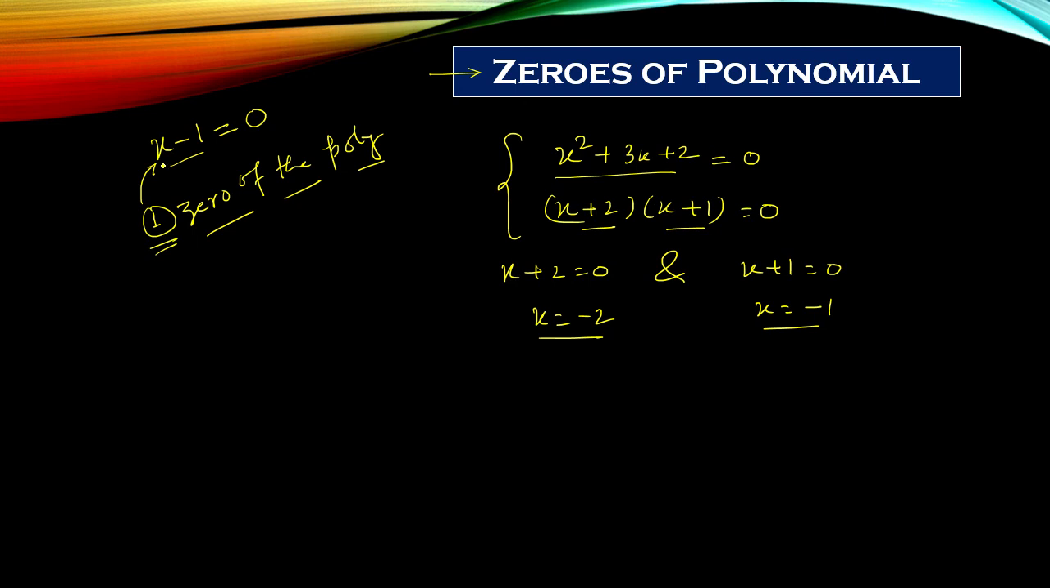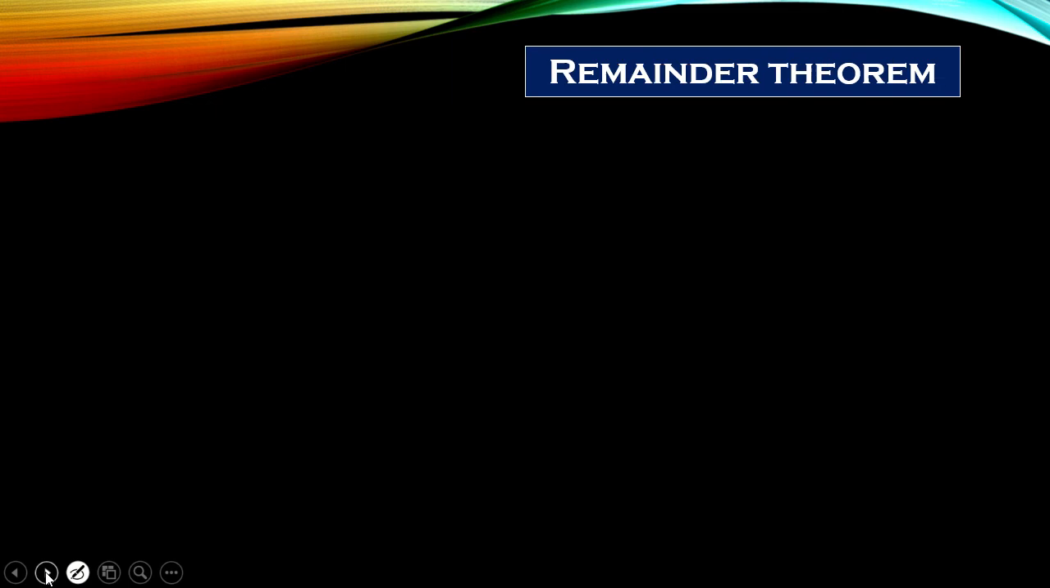The definition says put the number, and if the polynomial gets 0, then it is a zero of the polynomial. We are applying it in reverse. We take the polynomial equal to 0, get the factors of the polynomial, equate the factors equal to 0, and get the result. That is called the zeros of the polynomial. So this definition will help us understand what the remainder theorem is.